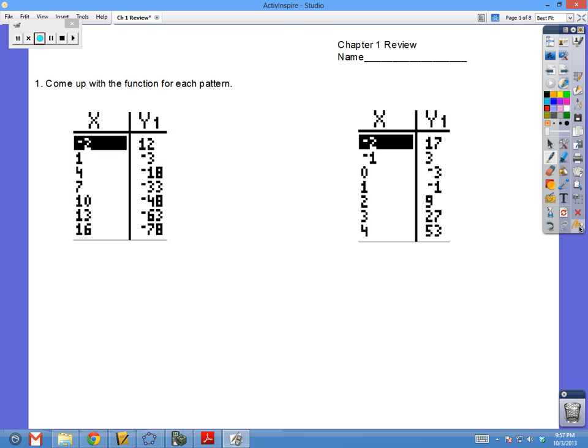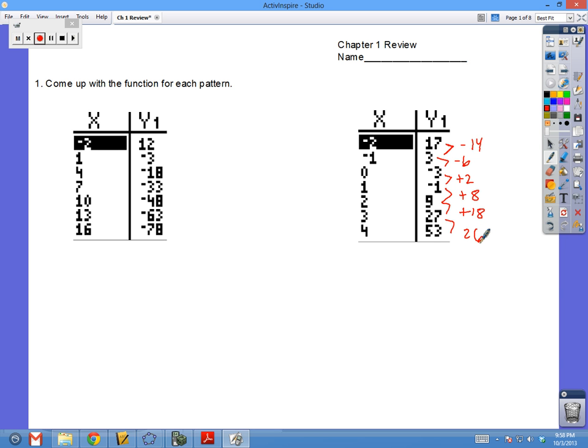Okay, the next one is going to be quadratic. So this change from 17 to 3, that's going down 14. 3 to -3, that's going down 6. -3 to -1, now it turns around and starts to gain, so we're going up 2. -1 to 9, we're still going up 8. 9 to 27, what's that? 18. And then 27 to 53 is 26.